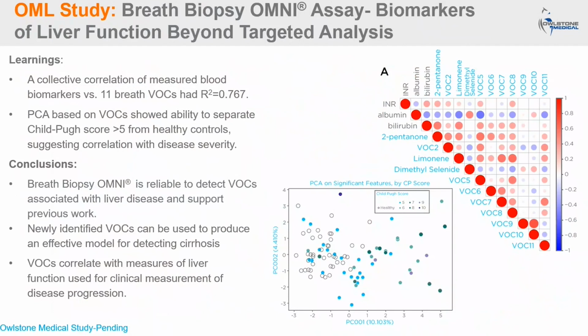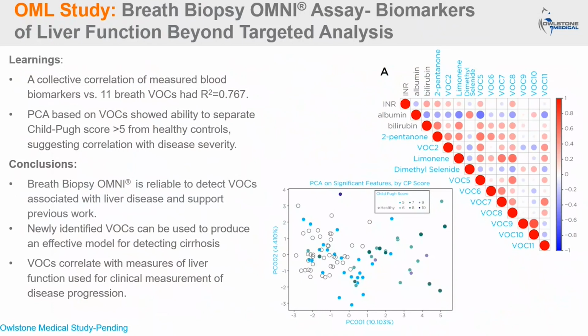In addition, PCA plots based on these 11 VOCs show the ability to separate Child-Pugh scores above 5 from healthy controls, suggesting that VOCs correlate with disease severity and therefore may be relevant for early detection. Overall, the VOCs correlated well with clinical measurements of liver disease progression.